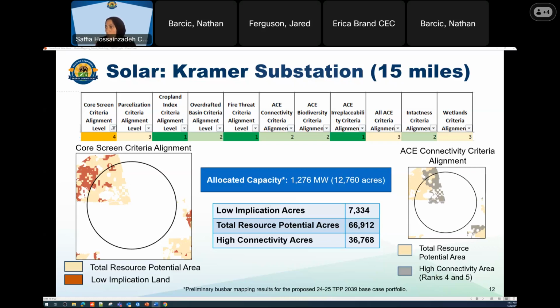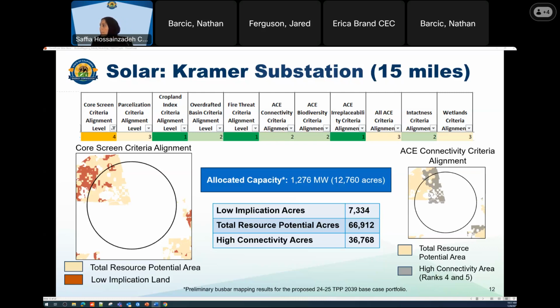And when we look at the high connectivity factor here, it's given an alignment level of 2. And that, when you look at the geospatial analysis that would be provided to get that end result, you can see here in this figure on the right, the area in gray is the high connectivity area.